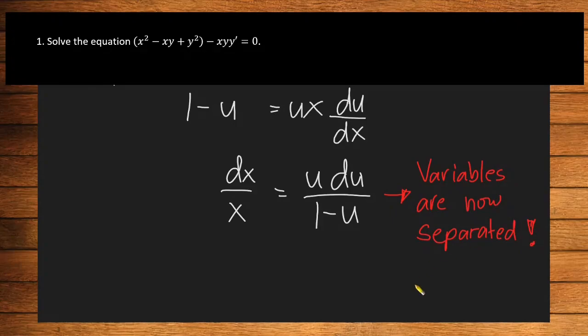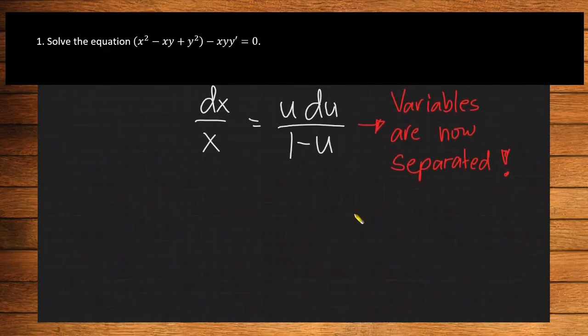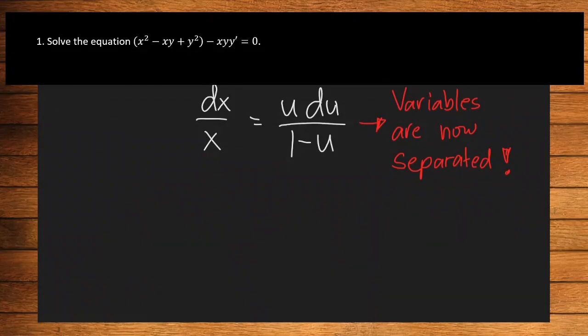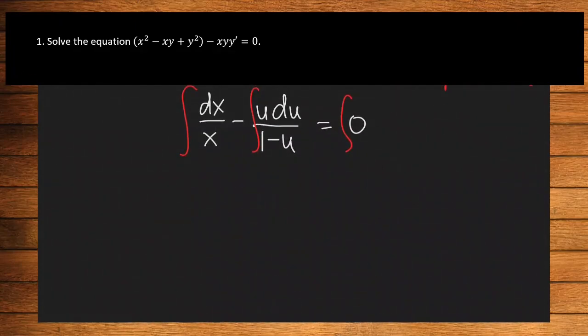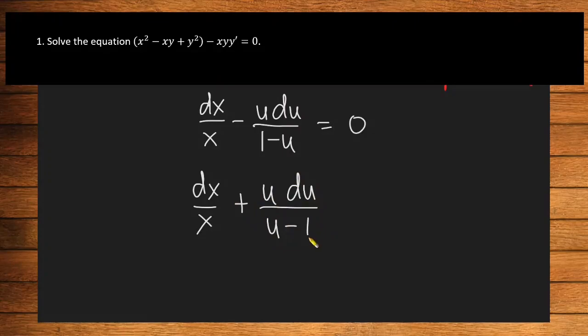So we can now apply the steps that we did last time. What we will do is integrate both sides of our equation in order to obtain our solution. Before we proceed with our integration, let me rewrite this second term. I will multiply by negative 1 both the numerator and denominator of our second term. So we will have positive u du over u minus 1, because this is easier to integrate.